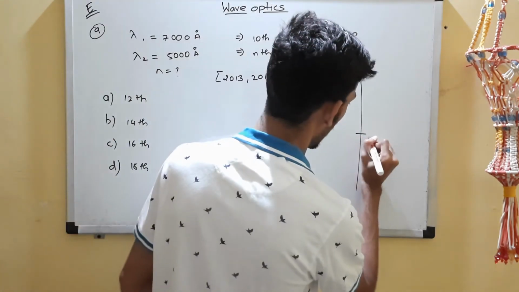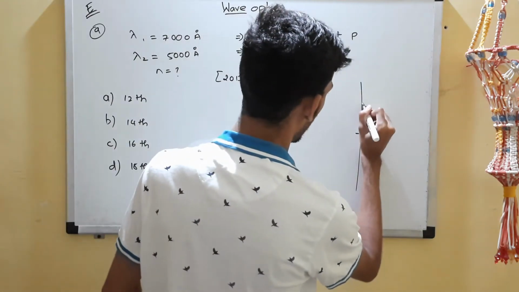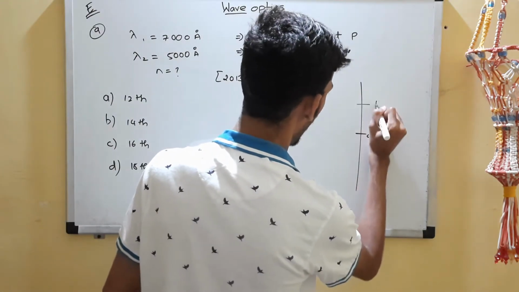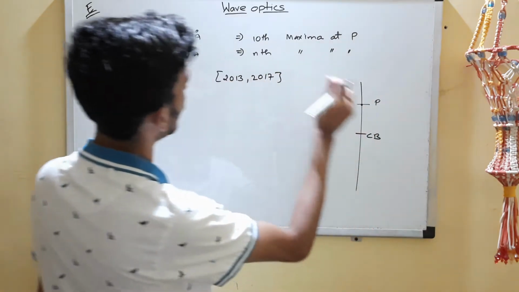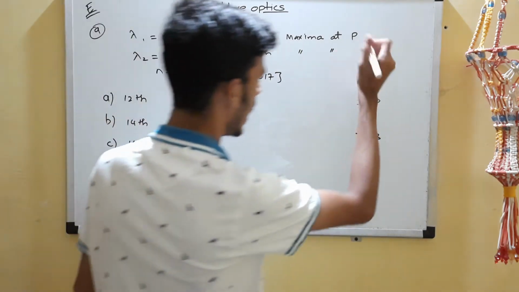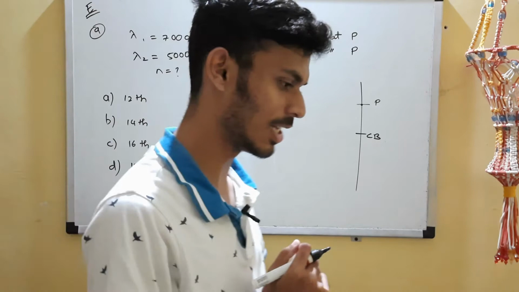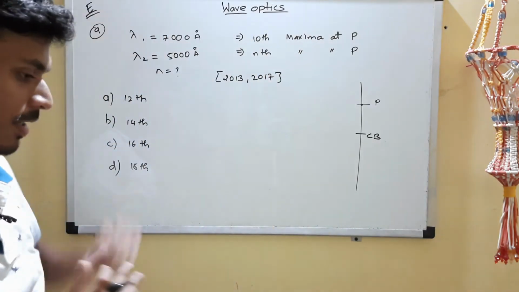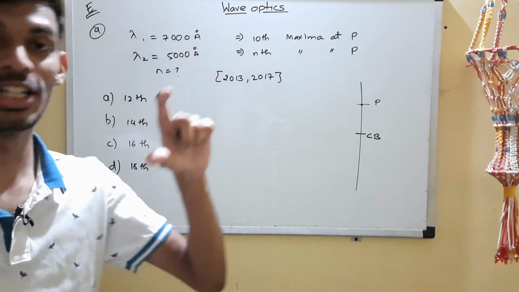First time when you conduct the experiment, here you have your central bright spot, the central maxima, and you have point P over here. In the first case, we have the 10th maxima over here, right? And in the second case, again at point P, we have some nth maxima. Of course, the number will change because for different wavelengths the fringe width changes.